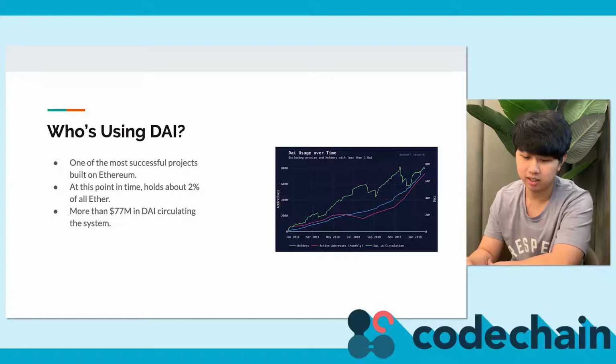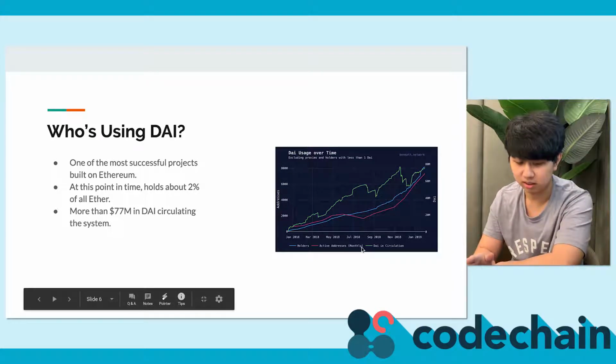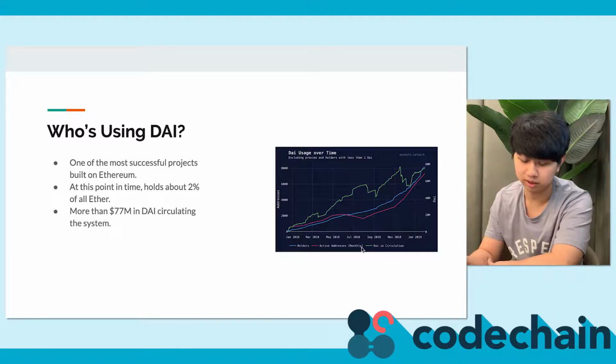So who's using DAI? This is actually one of the most successful stablecoin projects built on Ethereum, and I think this is marked around May 2019, when they had more than 77 million DAI circulating in the system. So in total, at that time, they held about 2% of the entire Ethereum.